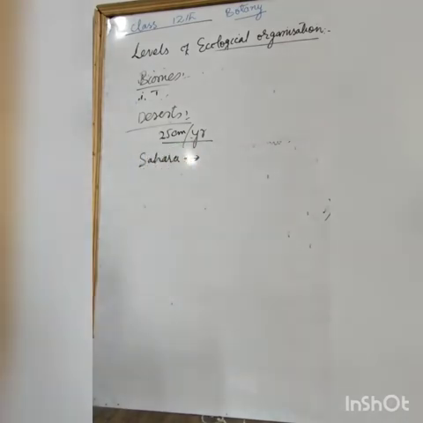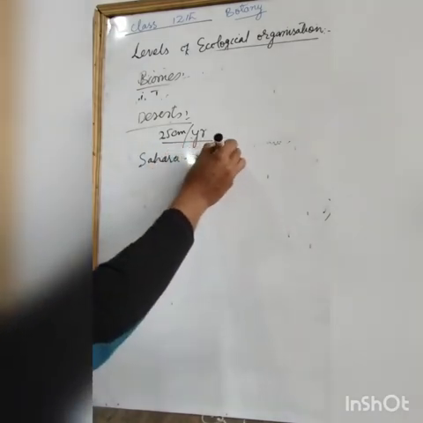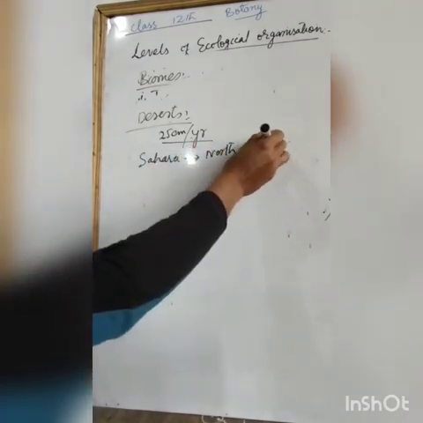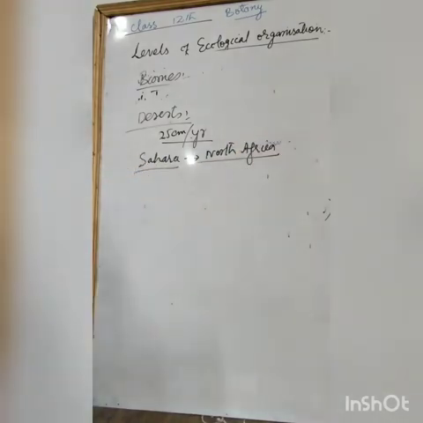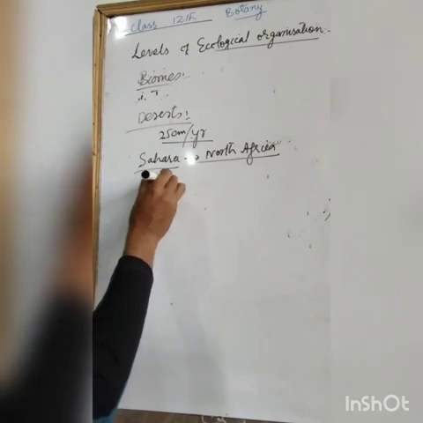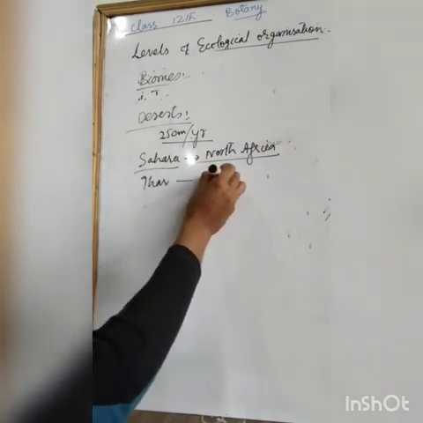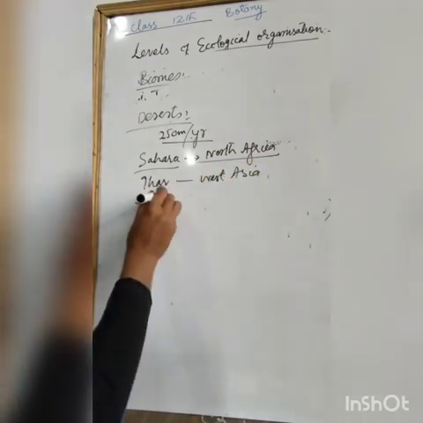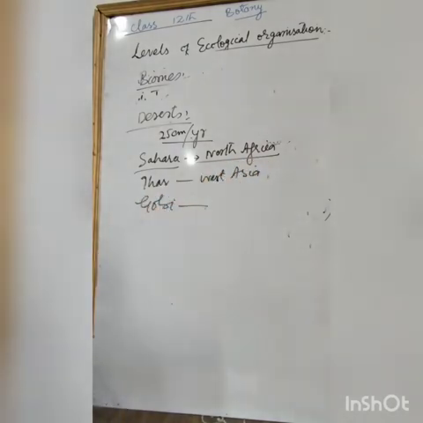Now there is the Sahara Desert of North Africa, and in West Asia, there is the Thar Desert of West Asia, and also there is the Gobi of Asia. These are the most important and largest deserts.